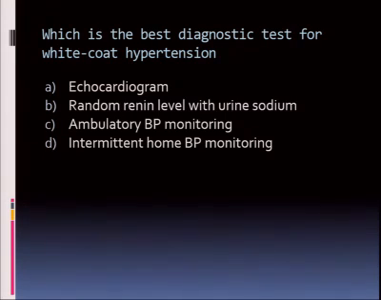And then the last question, I think, which is the best diagnostic test for white coat hypertension? Echo, random renin level with urine sodium, and ABPM, or intermittent home blood pressure monitoring? Which is the best test for diagnosing white coat hypertension? Yes. Right. So again, intermittent home blood pressure monitoring is kind of a secondary option if you do not have the option of ABPM. If you can do it, ABPM is by far the superior option because of the ability to monitor blood pressures throughout a day and also at nighttime.